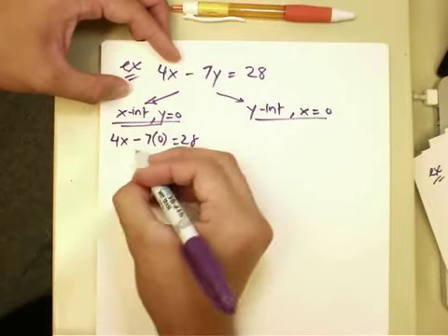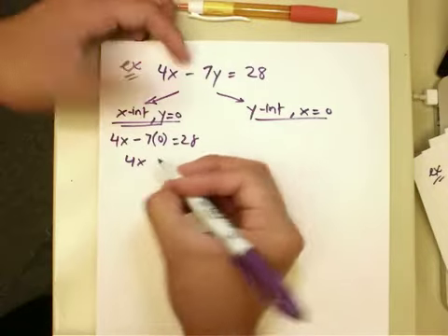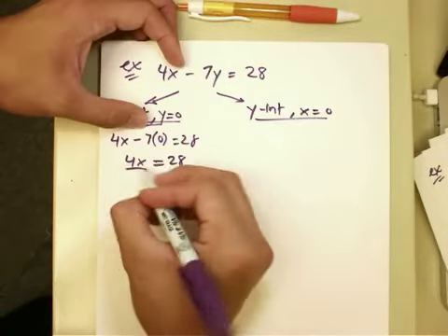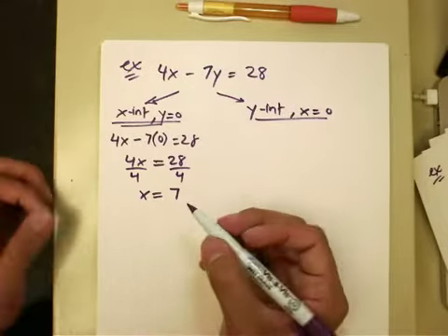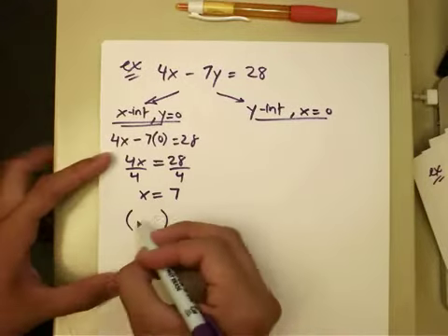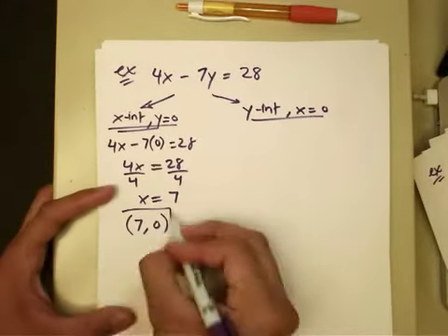See it? And you solve it. 7 times 0 is still 0. So what you've got now is x equals 7. And then the format for the x-intercept is (7, 0), right? So you've got yourself a point.